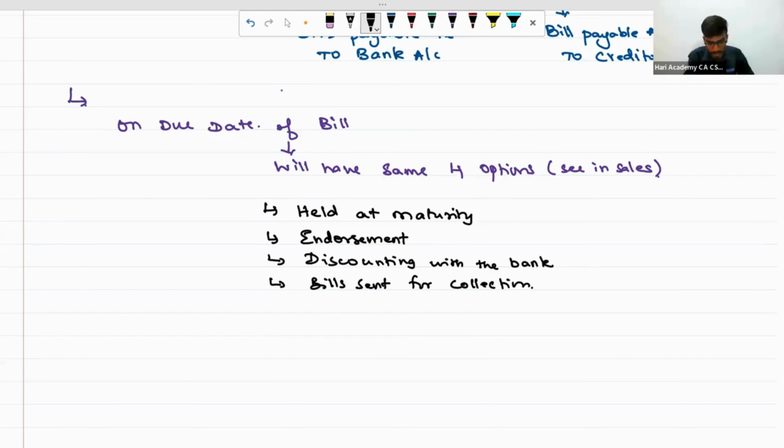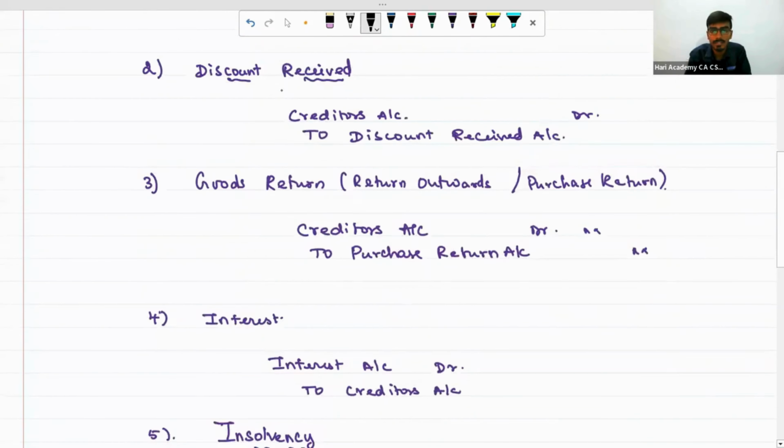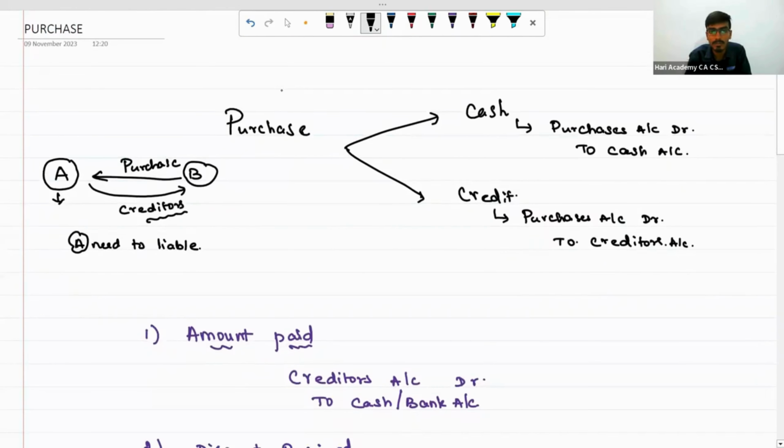For more clarity on bills of exchange, we will see it again for another 10 to 15 minutes when we do that sum, and we will brush up this part. These are the major things which you need to remember regarding the flow of purchase transactions.